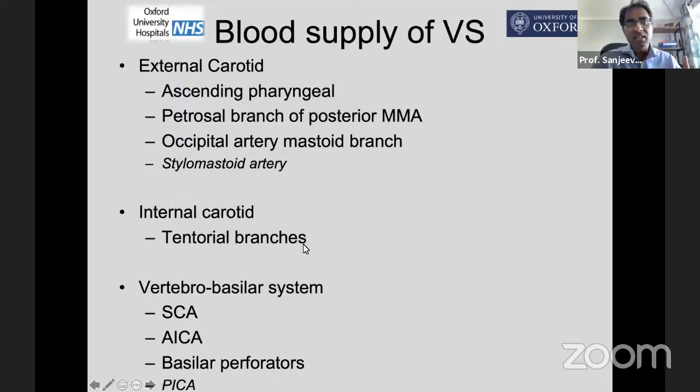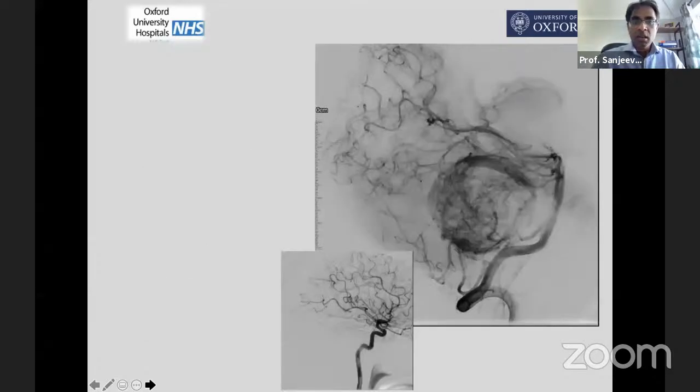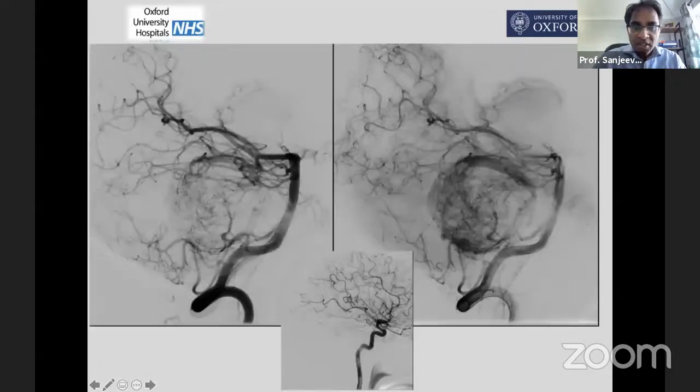But you've got to understand that this is the blood supply of vestibular schwannoma, and how you're going to tackle all of this, either embolization or, my preferred choice, dealing with it intraoperatively. Okay, so the bottom picture, which is the least clear one, is just to show that tentorial branch coming to feed.